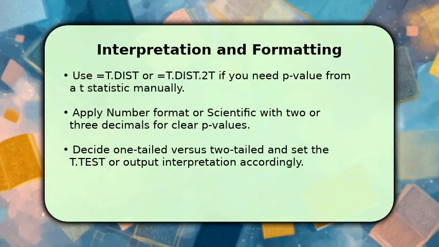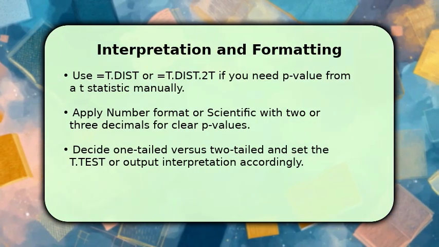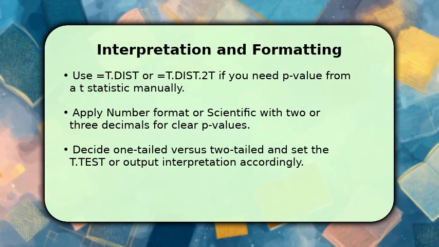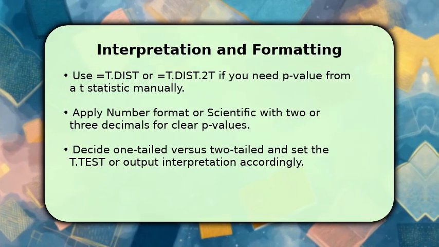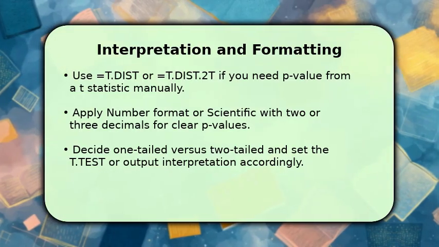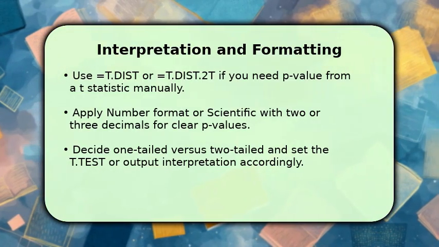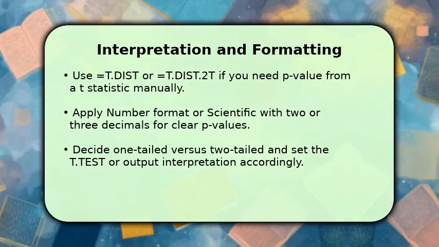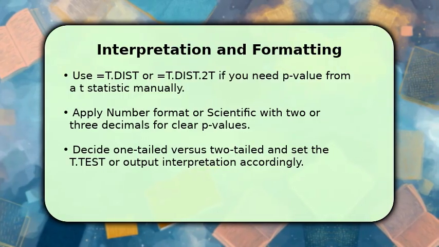Finally, learn to interpret and format p-values correctly for reports or presentations. If you already have a t-statistic, use equals T.DIST.2T(ABS(t), df) to compute a two-tailed p-value manually in Excel. Choose number or scientific formatting to display small p-values like 1.23E-05 clearly for readers.